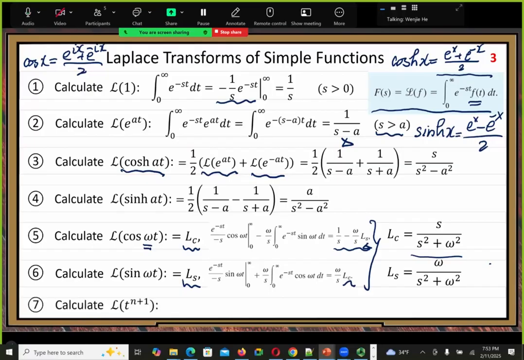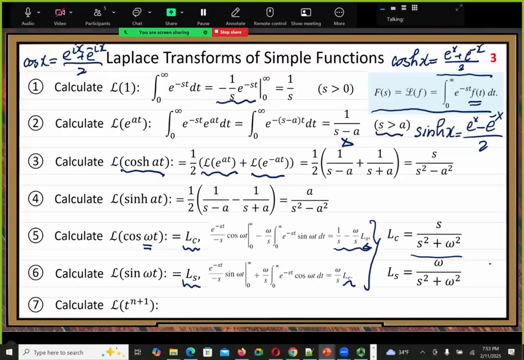All right. So the last one here in this slide: calculate the Laplace transform of this power function. You can call it a power function. But for this power function, is n necessarily an integer? n plus 1. Actually, we need this n to be an integer.